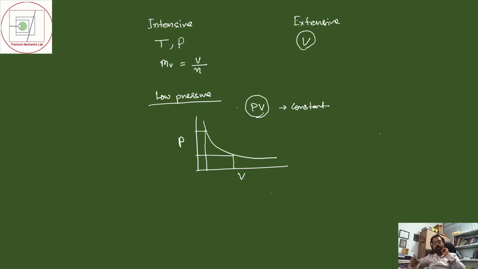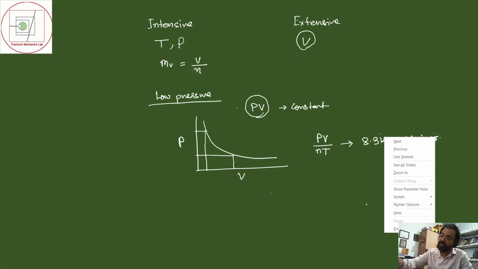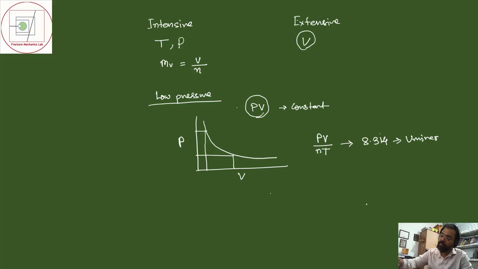So then what is known as the ideal gas law. That means if you plot PV divided by the number of moles and the temperature of the system, that approaches a very peculiar kind of value, 8.314, and that is known as the universal gas constant.